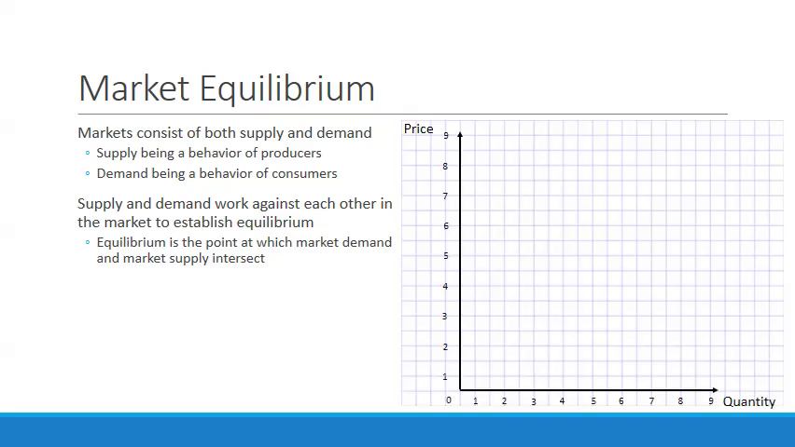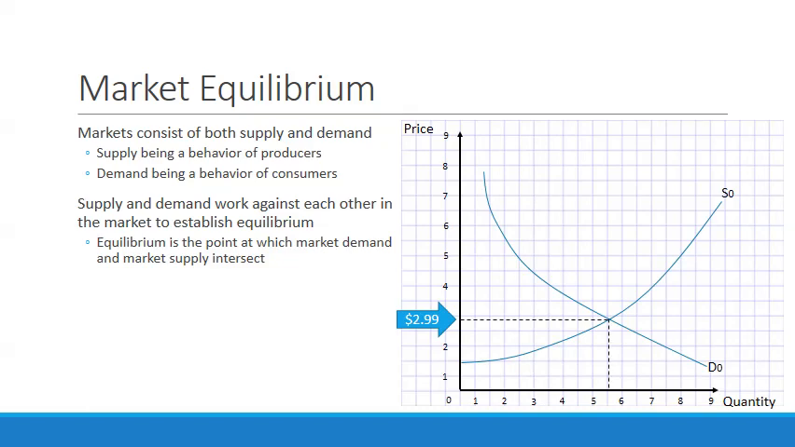So if we look at this, we take demand, we take supply. What we notice, of course, is the two lines cross. And what we'll do here is we'll say, okay, price is $2.99, the quantity is 5.5. So that is our market equilibrium at a price of $2.99 and a quantity of 5.5.